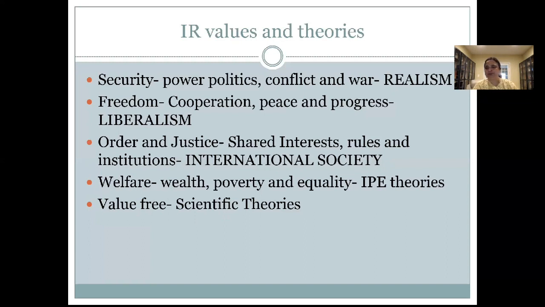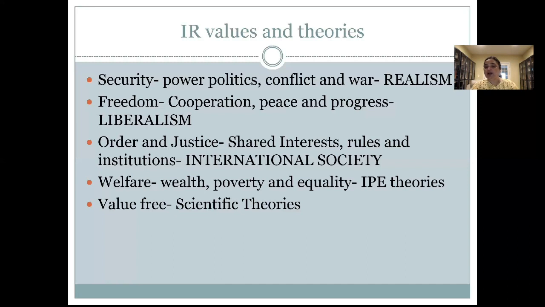Second, the concept of freedom. All human beings have aspired to be free. And here, the whole concept is that human beings tend to cooperate. Peace, progress. This is what liberalism usually deals with. Order and justice, shared interests, rules and institutions, the international society, fall here. Then welfare, wealth, poverty, equality, inequality, hunger. This comes from the IPE theories.